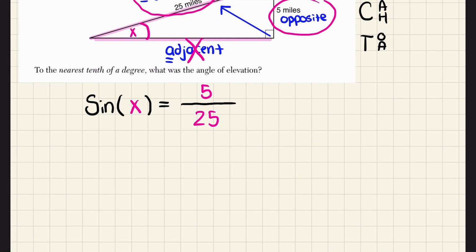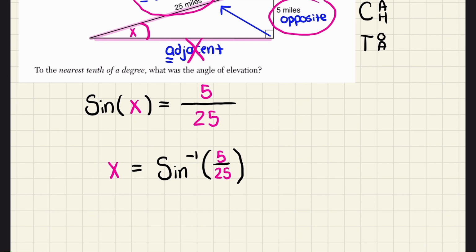When the X is in the function, that's when we need to use those inverse trig functions. And that means to get X by itself, this is what we're going to type into our calculator: sine inverse of 5 over 25. So a couple of things. You don't need to write this step if you don't want to, but I do think it's helpful. That is the way you're going to enter it into your calculator.